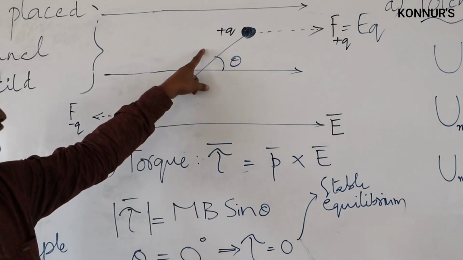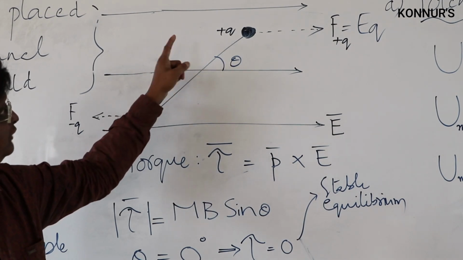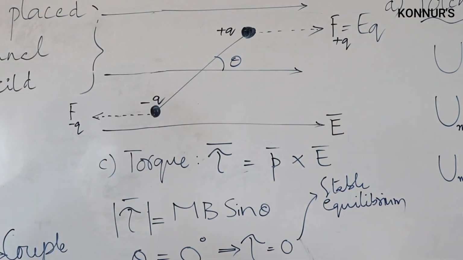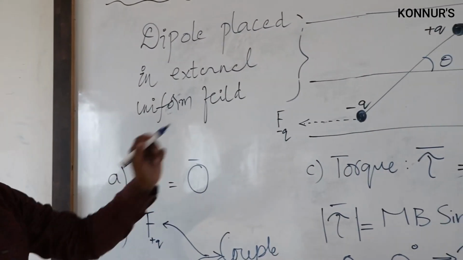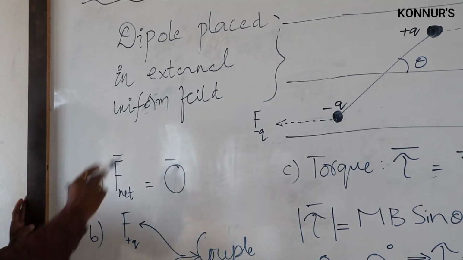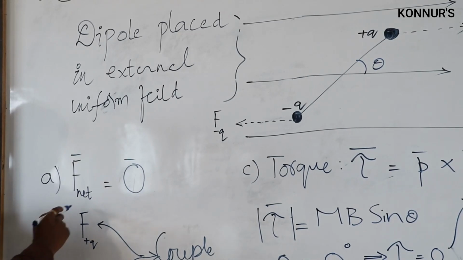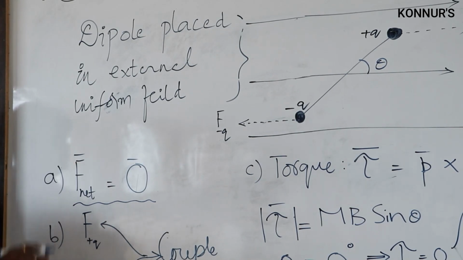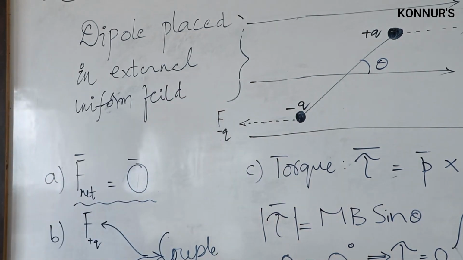Now here, this dipole I have placed at an angle theta. That is, the angle between P bar and E bar vector is theta. Now, two equal and opposite forces we can see on the dipole. Positive charge and negative charge, equal and opposite forces. Therefore, the net force is 0. Net force 0 means no translatory motion acquired by the dipole in the external uniform electric field.